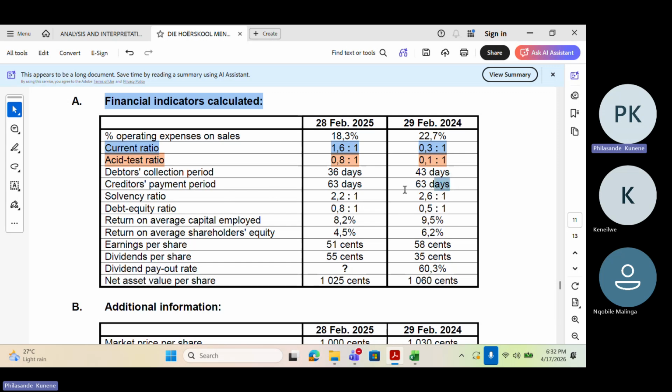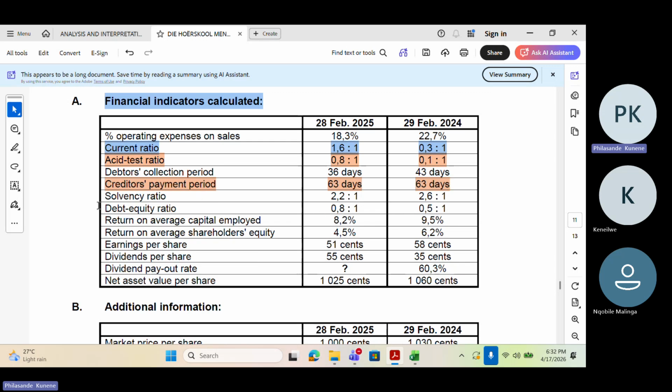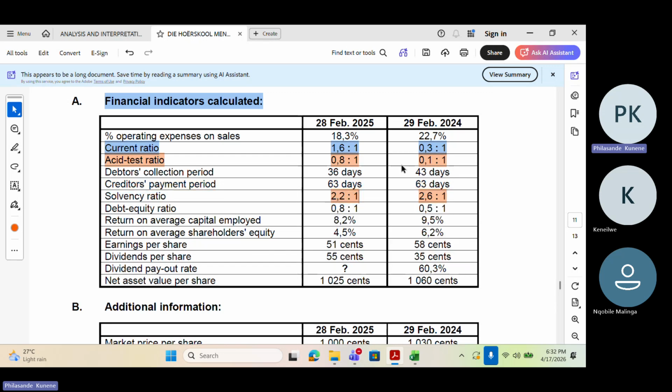Creditors payment period, this one, there was no movement. You can see the solvency ratio, it moved from 2.6:1 to 2.2:1. What can you guys say about the solvency ratio? Improvement or not?